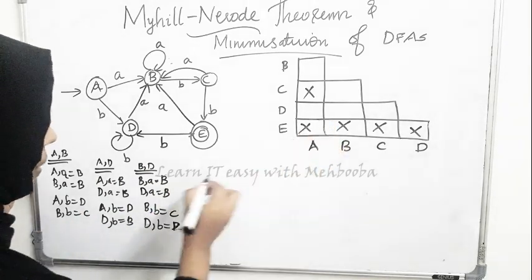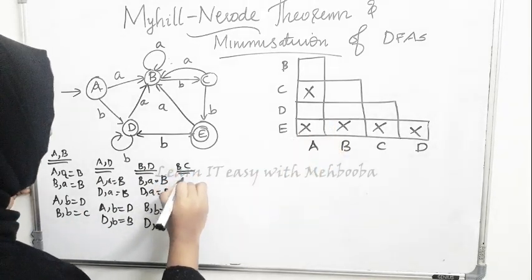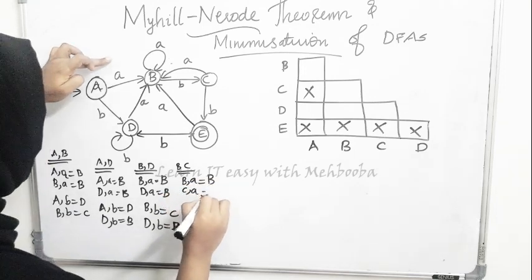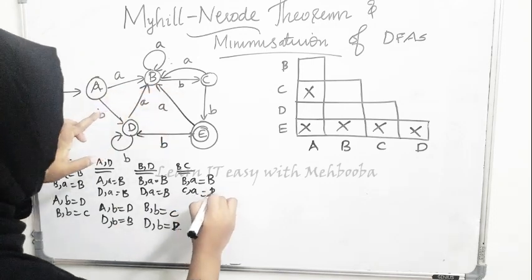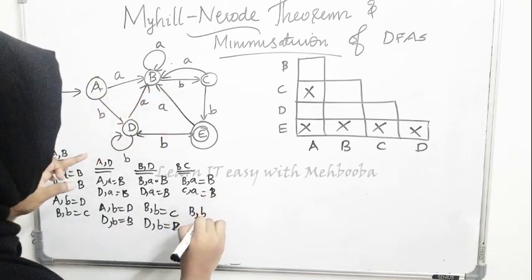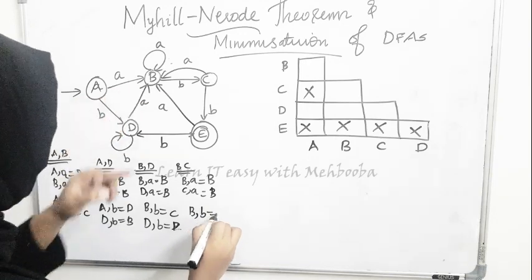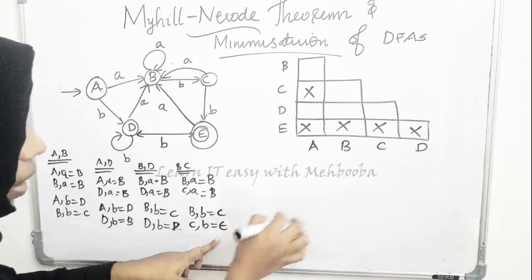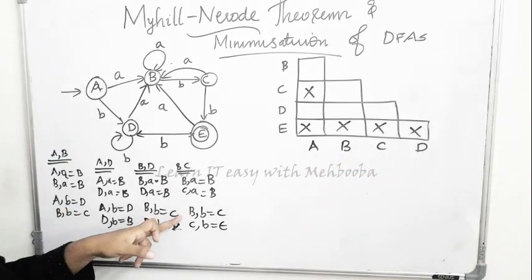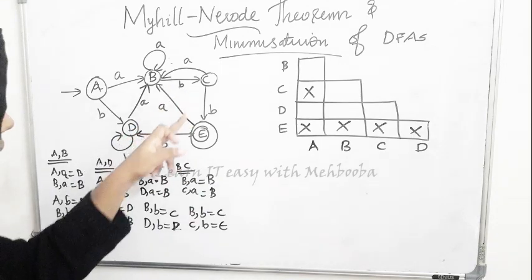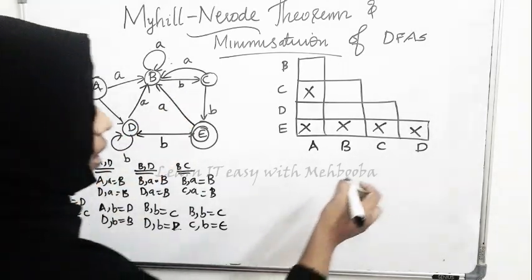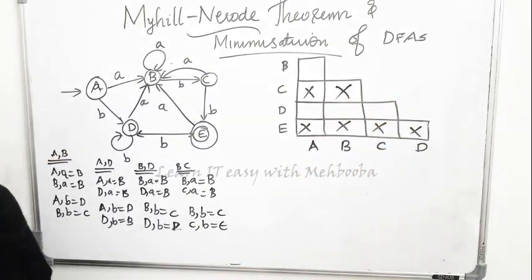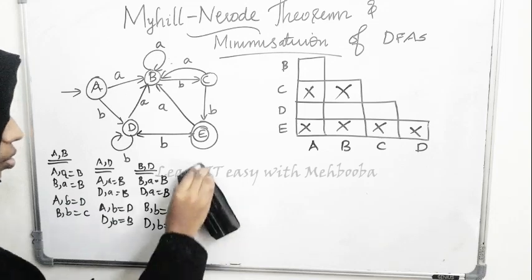So the next unmarked pair is BC pair. B on a goes to B itself. C on a goes to B itself. B on b goes to C, and C on b goes to E. CE pair is already marked, because B on b goes to a non-final state and C on b goes to a final state. They can never be equivalent. So BC can be marked. So I'm not keeping this because we have taken a decision on BC already.